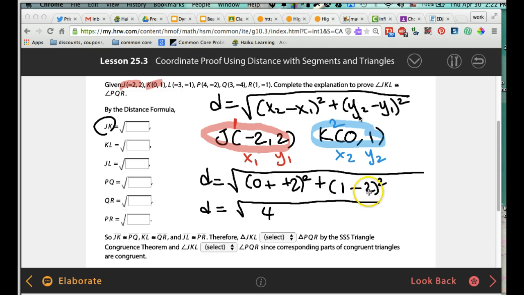1 minus 2 is -1. -1 times -1 is +1. So what is the distance of segment JK? That would be the square root of 5.